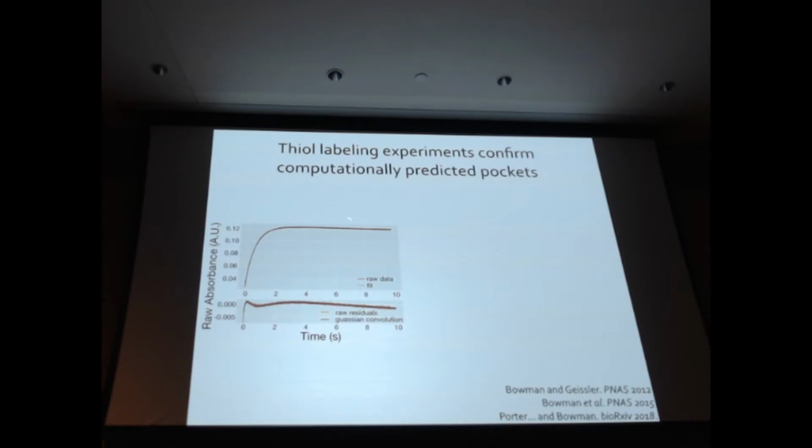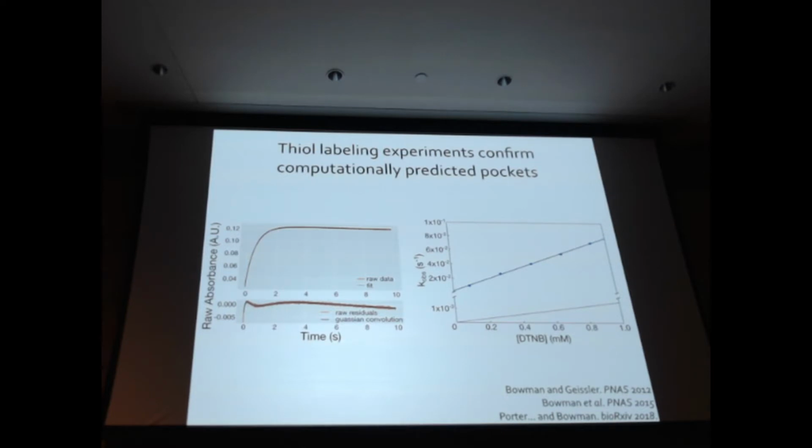So that tells us that this thing is getting labeled, so that's encouraging and supports the idea that there's this pocket. But you could say, well, maybe it's due to something like unfolding, right? So we also have to do a bunch more experiments and controls. So for example, we'll do our labeling experiments at a range of concentrations of our labeling reagent.